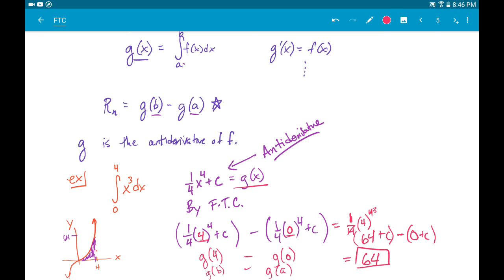Pretty baffling, pretty exciting just to recognize that this area of this goofy shape that has a curve, the exact area of that is 64. And that's the fundamental theorem.